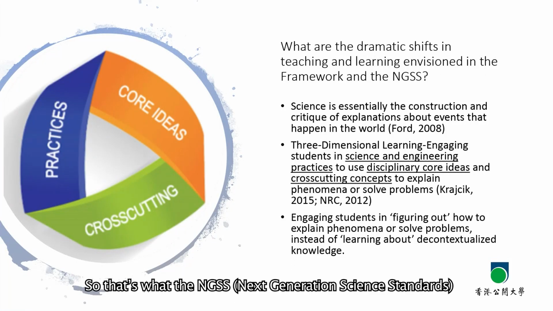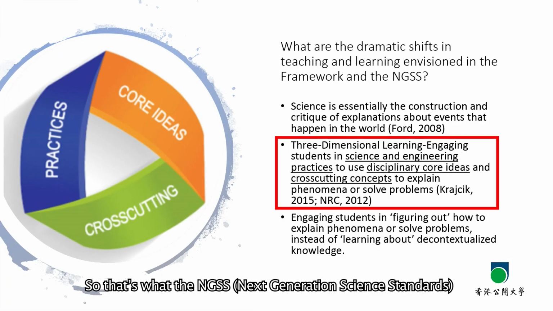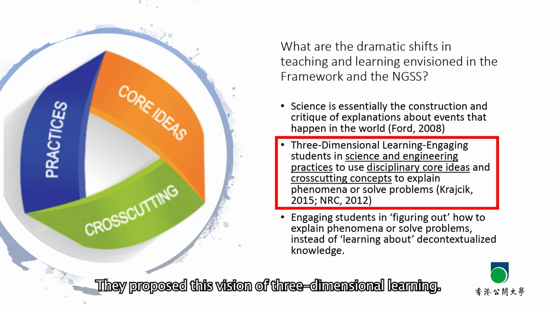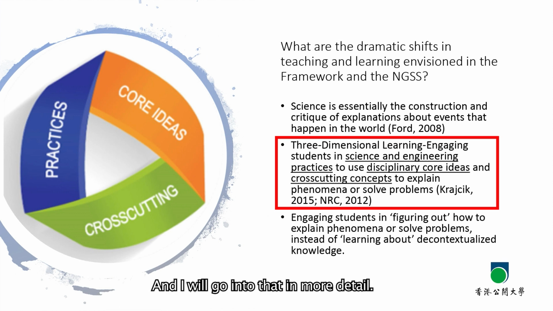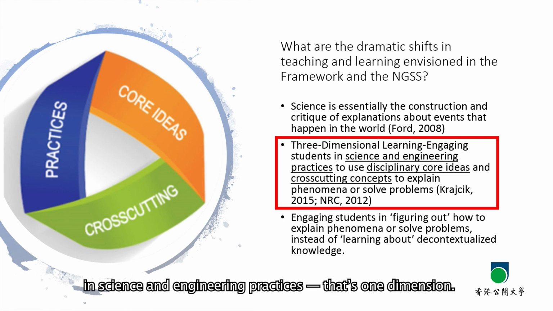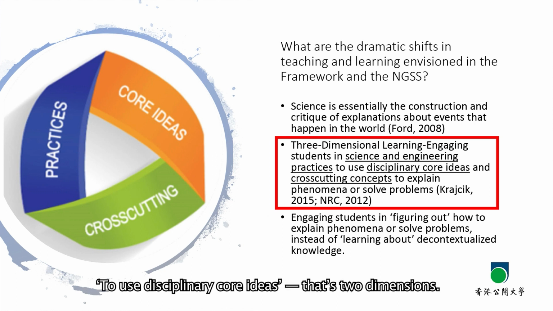So that's what the NGSS, Next Generation Science Standards, has tried to do. They proposed this vision of three-dimensional learning, and I'll go into that in more detail. Three-dimensional learning has been defined by Reiser, I think, and Krajcik. Joe Krajcik was another writer from Michigan State University. Three-dimensional learning is engaging students in science and engineering practices. That's one dimension. To use disciplinary core ideas, that's two dimensions. And cross-cutting concepts, that's the third dimension.